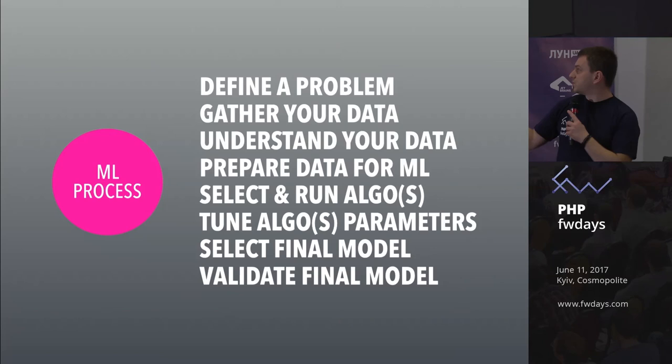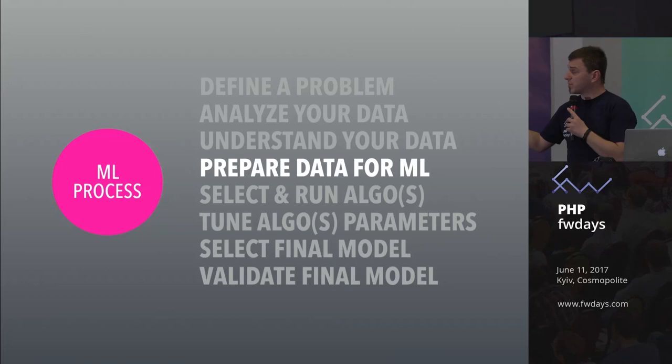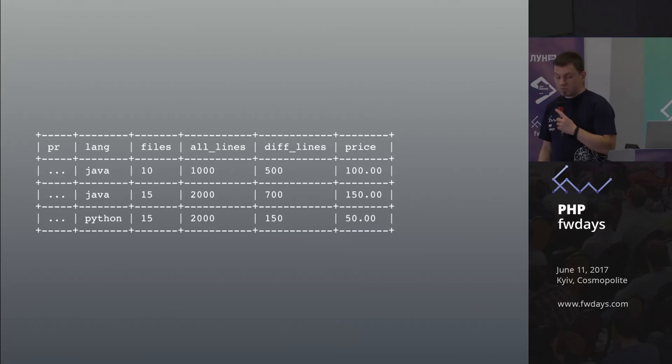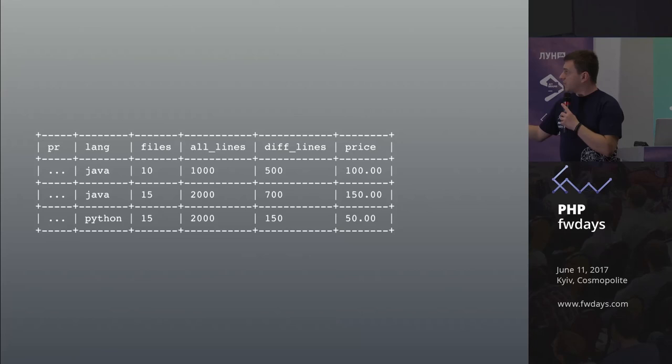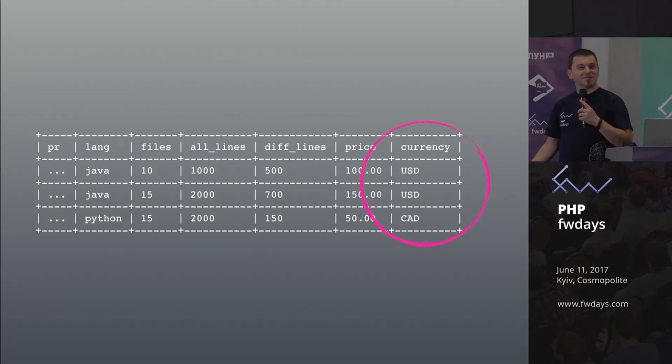Preparing the data set. From my experience, it was always the most important part, because if you screw up this part, the rest is not important. So even if you've got, let's say, 10,000 columns, this data set is not the best one, because one piece of information is missing. What is the currency for this price?